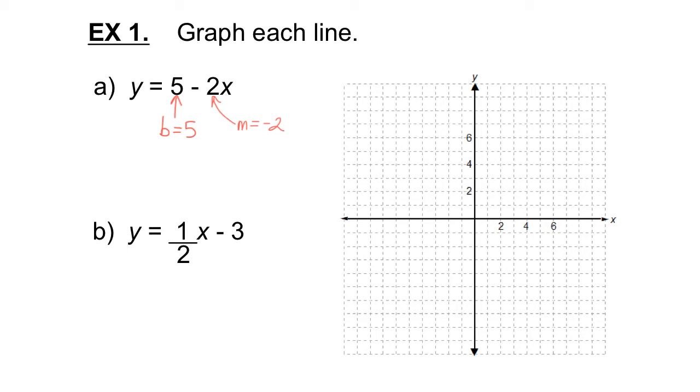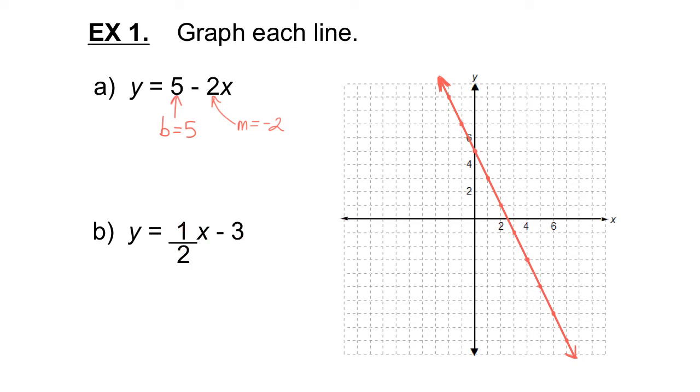So I can plot my y-intercept of 5. That's right here. And I can use my slope of minus 2. Remember, if it's a whole number, you can just make it over 1. So it's down 2, right 1. So from my y-intercept, I go down 2, right 1, and there's my next point. And then you can continue that pattern on either side and connect the dots with a straight line, and now you're done.